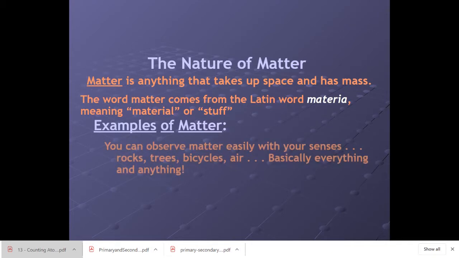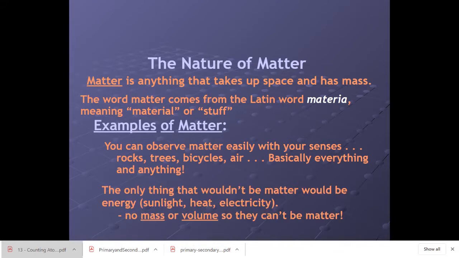Examples of matter include anything you can observe easily with your senses: rocks, trees, bicycles, air, basically everything and anything. The only thing that wouldn't be matter would be energy: sunlight, heat, electricity. No mass or volume, so they can't be matter.